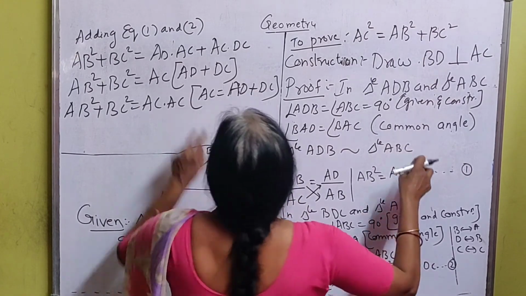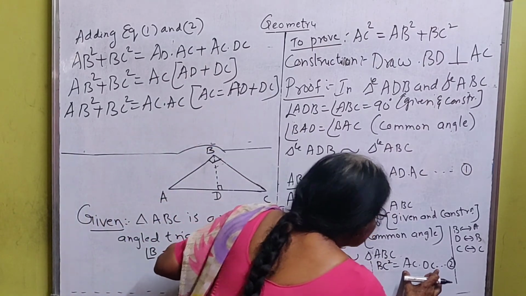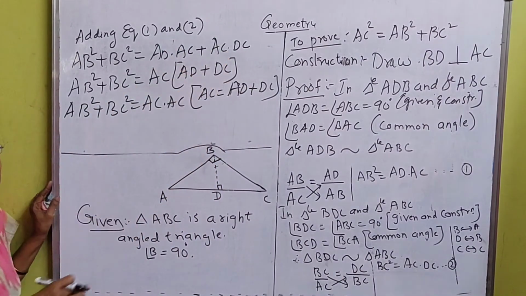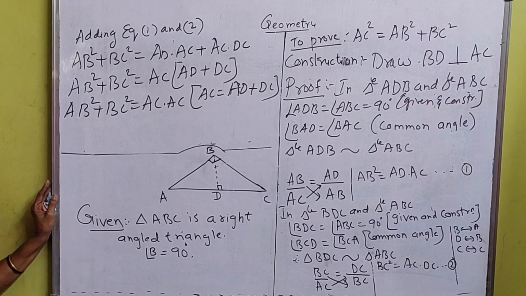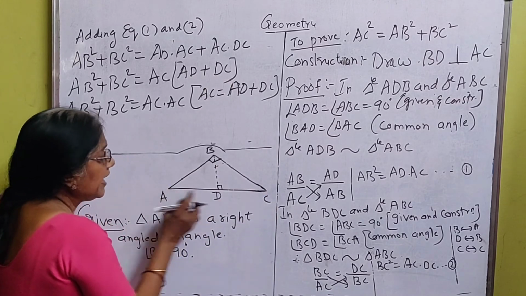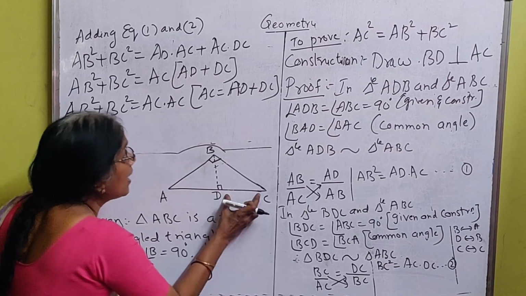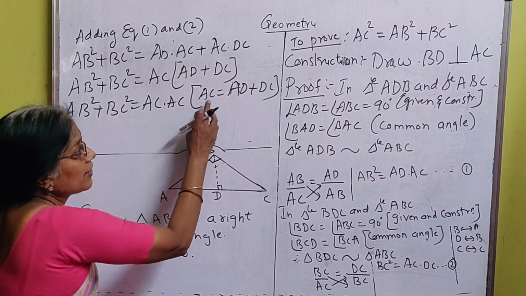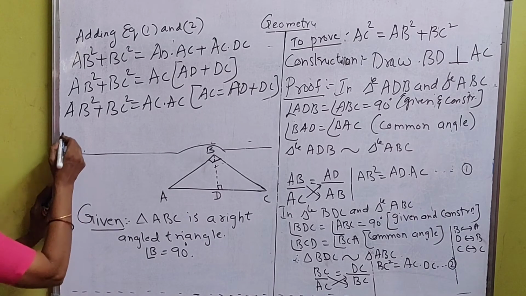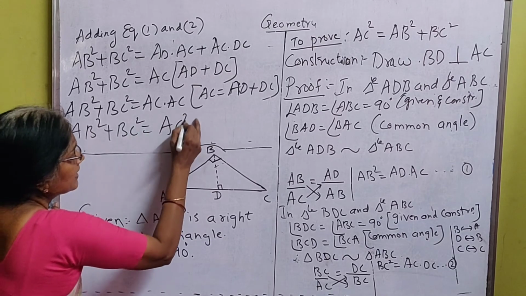AD into AC. So AD into AC. Then what sign should come? Plus. Then what is another? AC into DC. So you wrote AC into DC. AC is over here also, AC is over here also. So you are taking AC common. By taking AC common, you will get AD plus DC. In the figure you observe, AC is made up of two line segments, AD and DC. If I add these two line segments, I get AC. So I have written AC is equal to AD plus DC. AC into AC is what? AC square. So AB square plus BC square is equal to AC square.